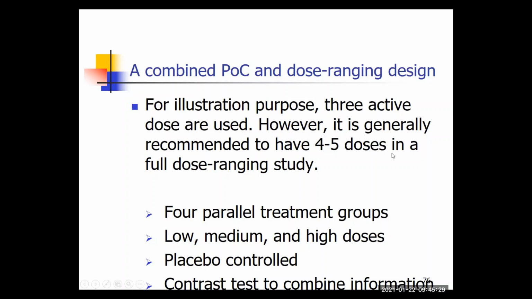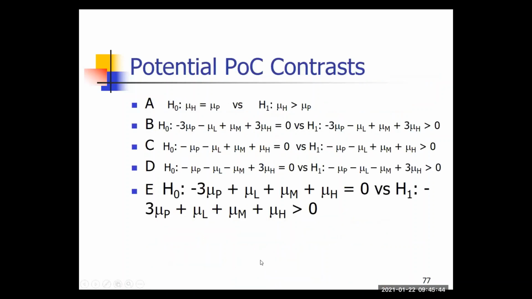However, it's generally recommended to use 4 to 5 doses in a dose finding study. So 3 doses are going to have 4 parallel groups: low, medium, high, and placebo controlled. So you can use contrast to combine the information. All right. So what is a contrast?